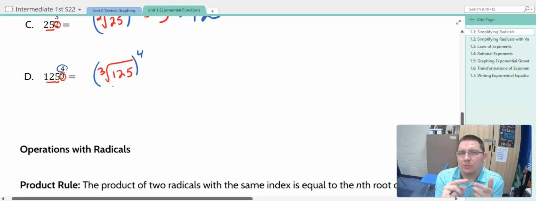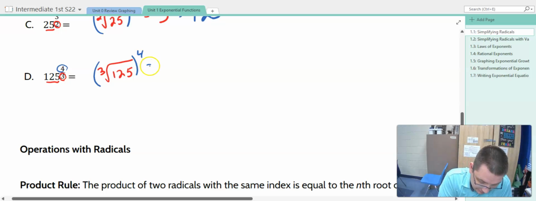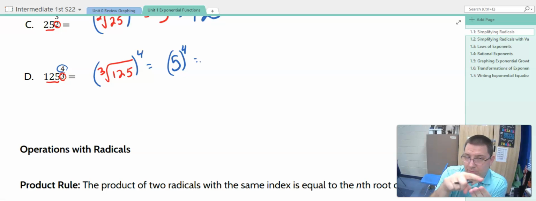And so we have to ask ourselves, what times itself is 125? And we've done this a couple times now. So what times itself is 125? Well, that's our 5 again that we just got a moment ago. And then 5 to the 4th power. Well, now we're going to take 5 times 5 times 5. Well, we just had that a moment ago. That was 125.